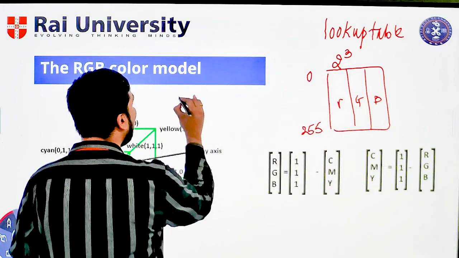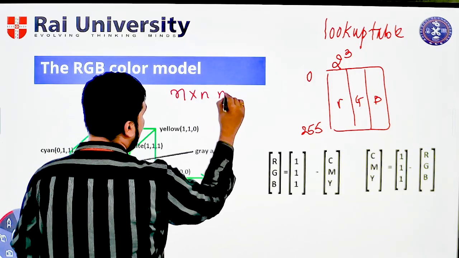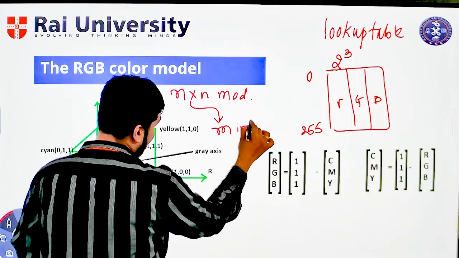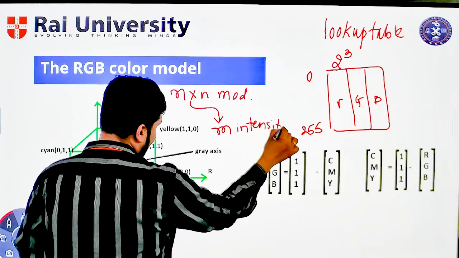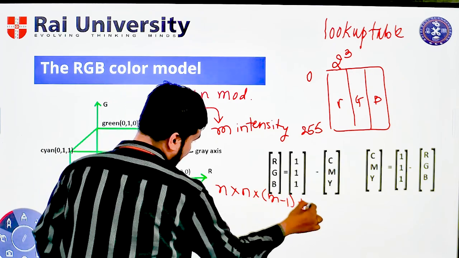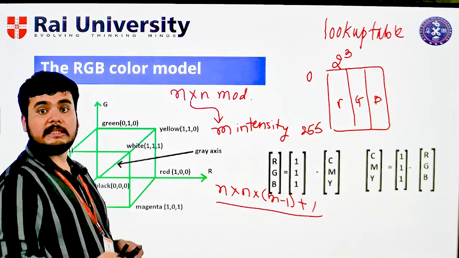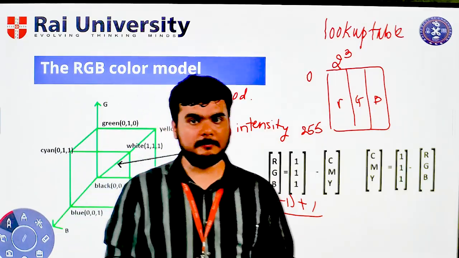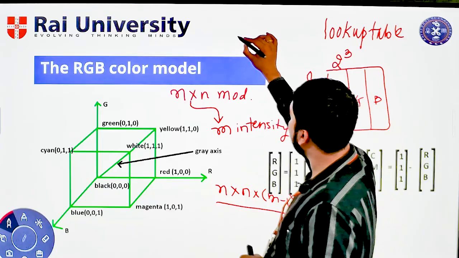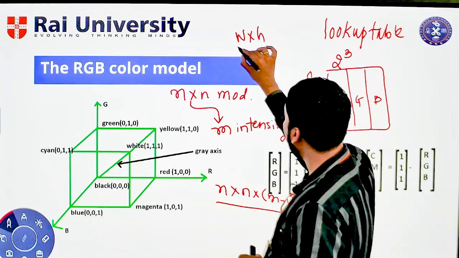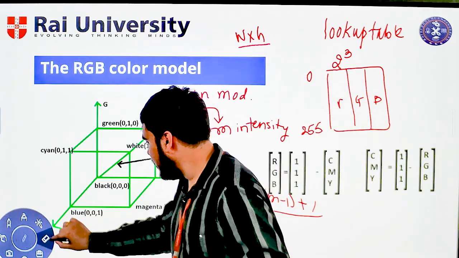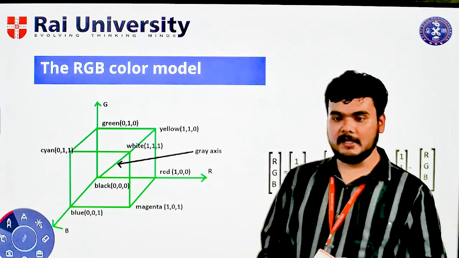At the same time, we have an n cross n model, and this model has m intensity levels. So we need to create n cross (m minus 1) plus 1 values of the color intensity level on a particular pixel by using the RGB model. In the same way, we need to use a width cross height image by using a combination of these RGB values. Till now, I hope the RGB model concept is clear.